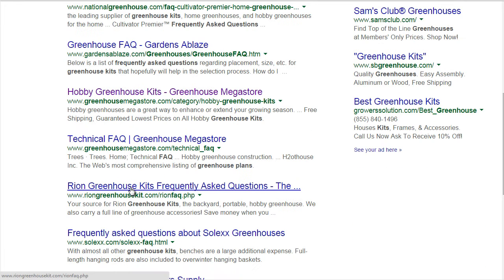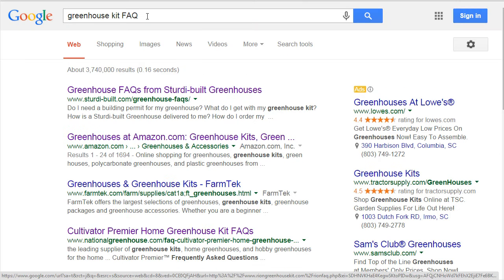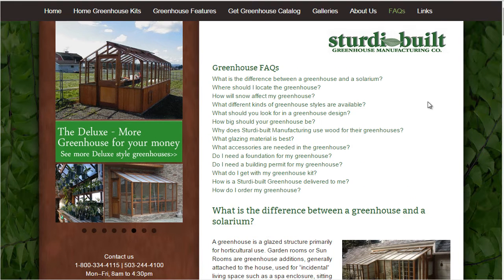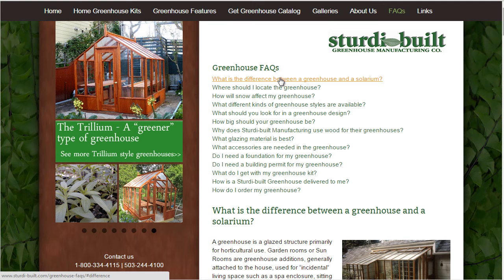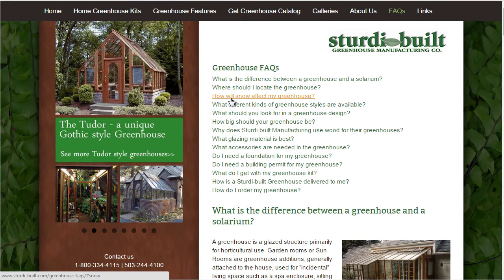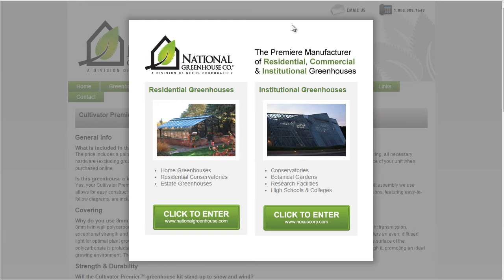And it would be better if you can find websites that are actually selling what you're trying to sell. So in this case, selling greenhouse kits. So looking at this, I can tell that this is not just a website that's selling a bunch of gardening stuff, it's selling greenhouses. So the FAQ here is, what is the difference between a greenhouse and a solarium? Where should I locate the greenhouse? How will snow affect my greenhouse? And stuff like that. And then I move on to the next website, which, as we can see here, has residential greenhouses, which is what I want.